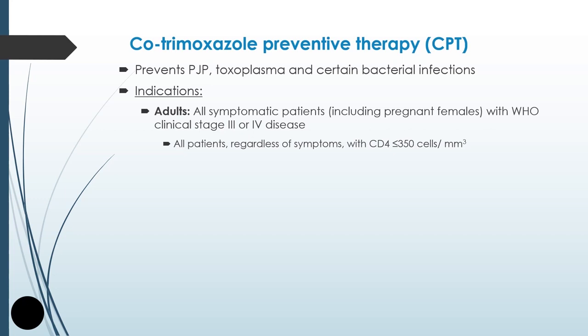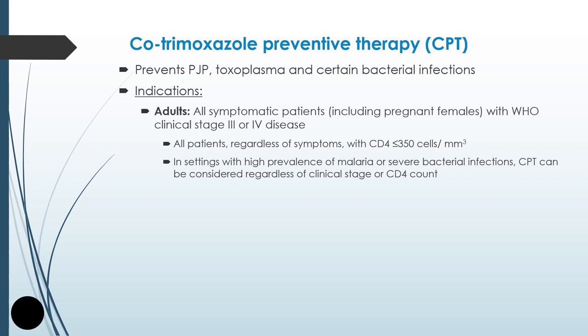All patients regardless of symptoms with CD4 count of less than 350 cells per cubic millimeter should be put on CPT prophylaxis. And in settings with high prevalence of malaria or severe bacterial infections like Pakistan, CPT can be considered regardless of clinical stage or CD4 count.